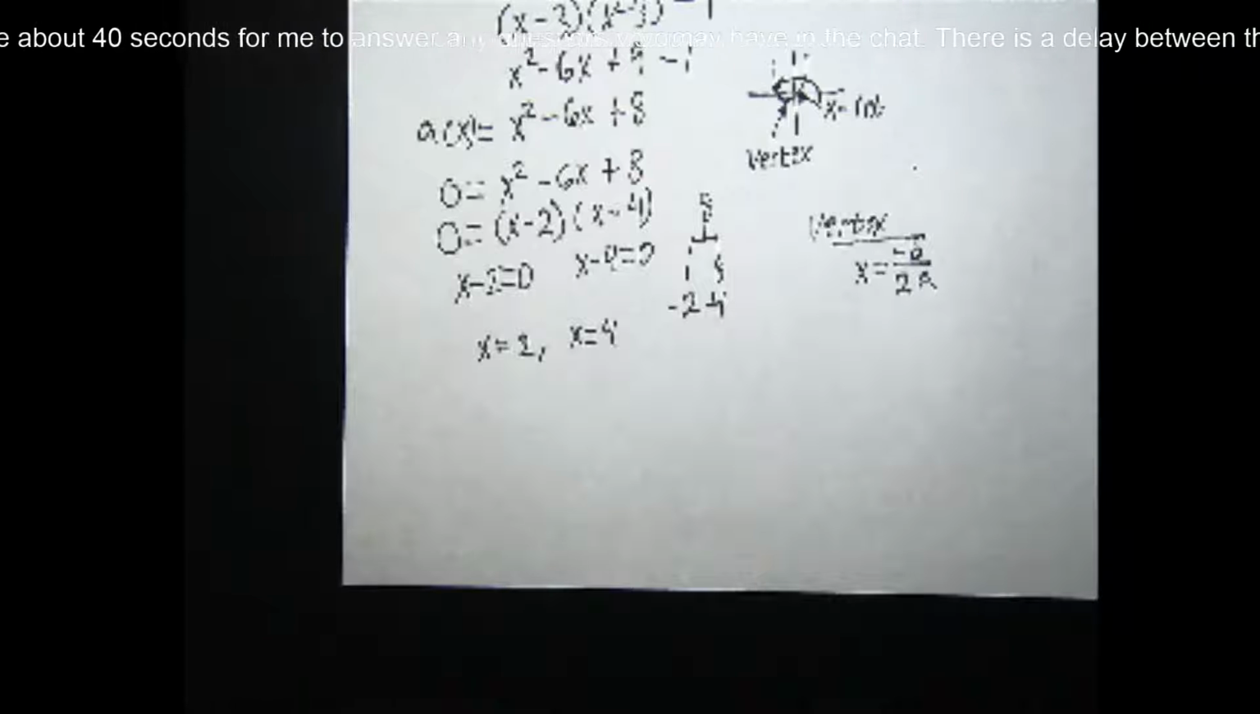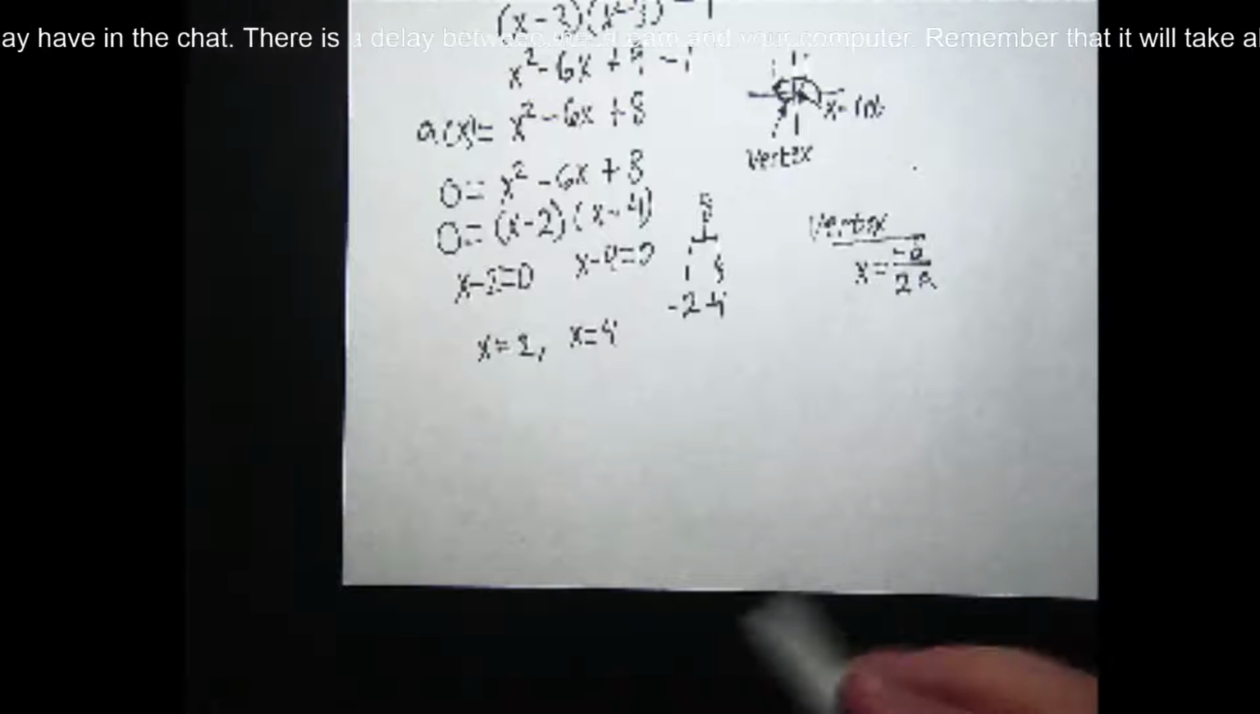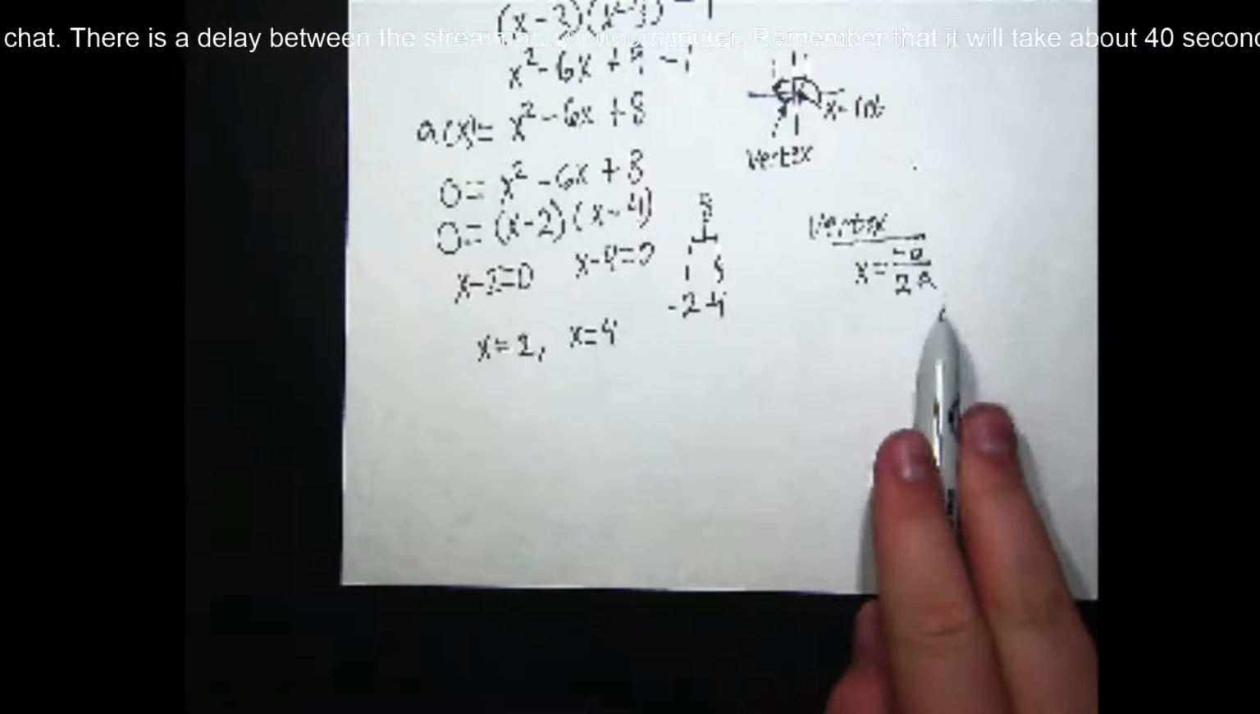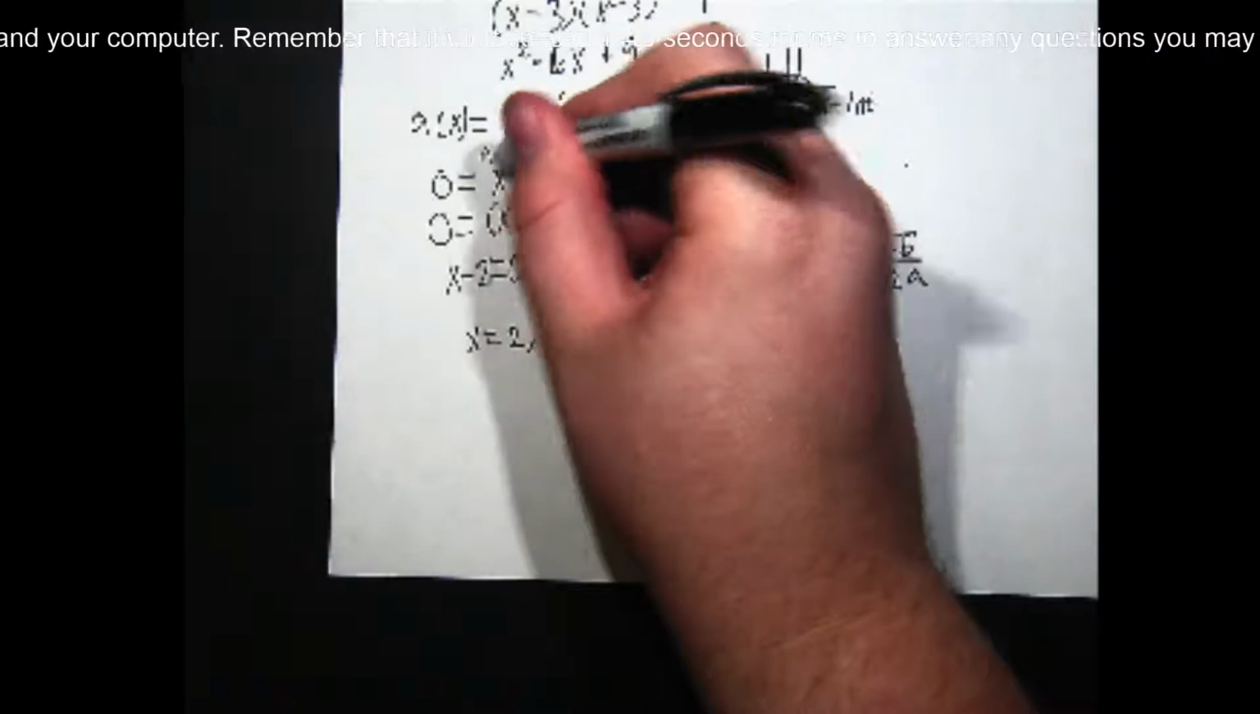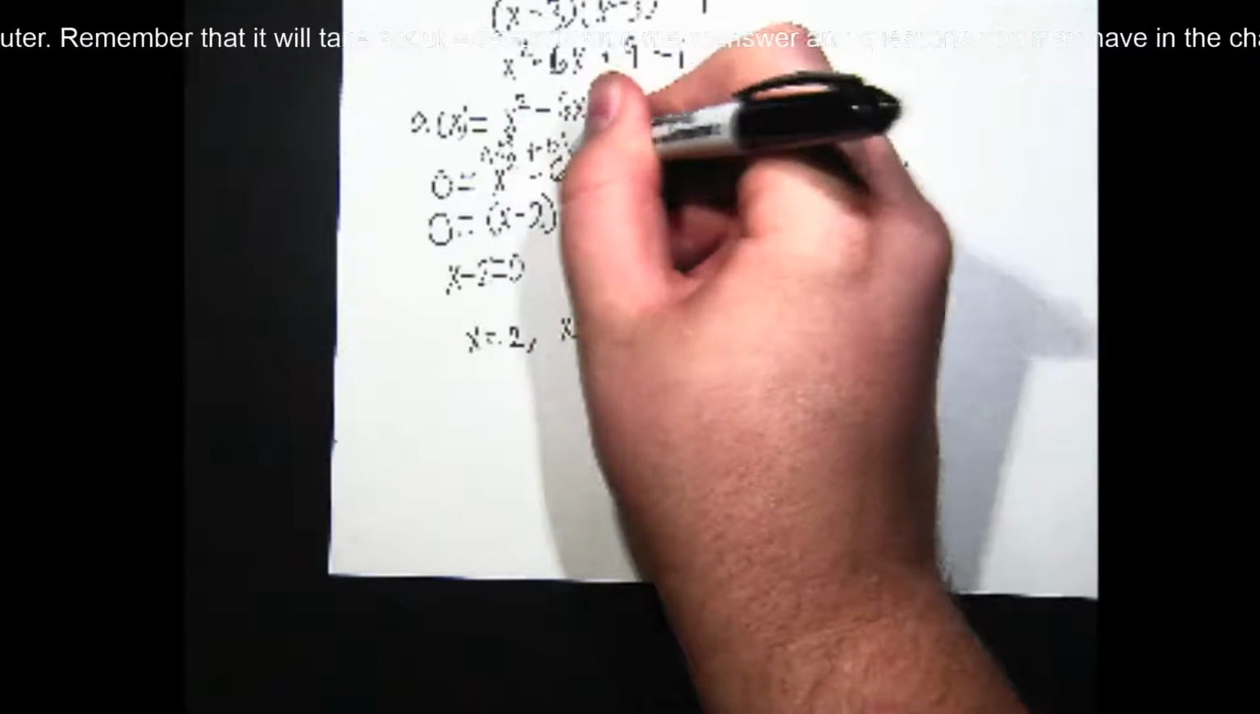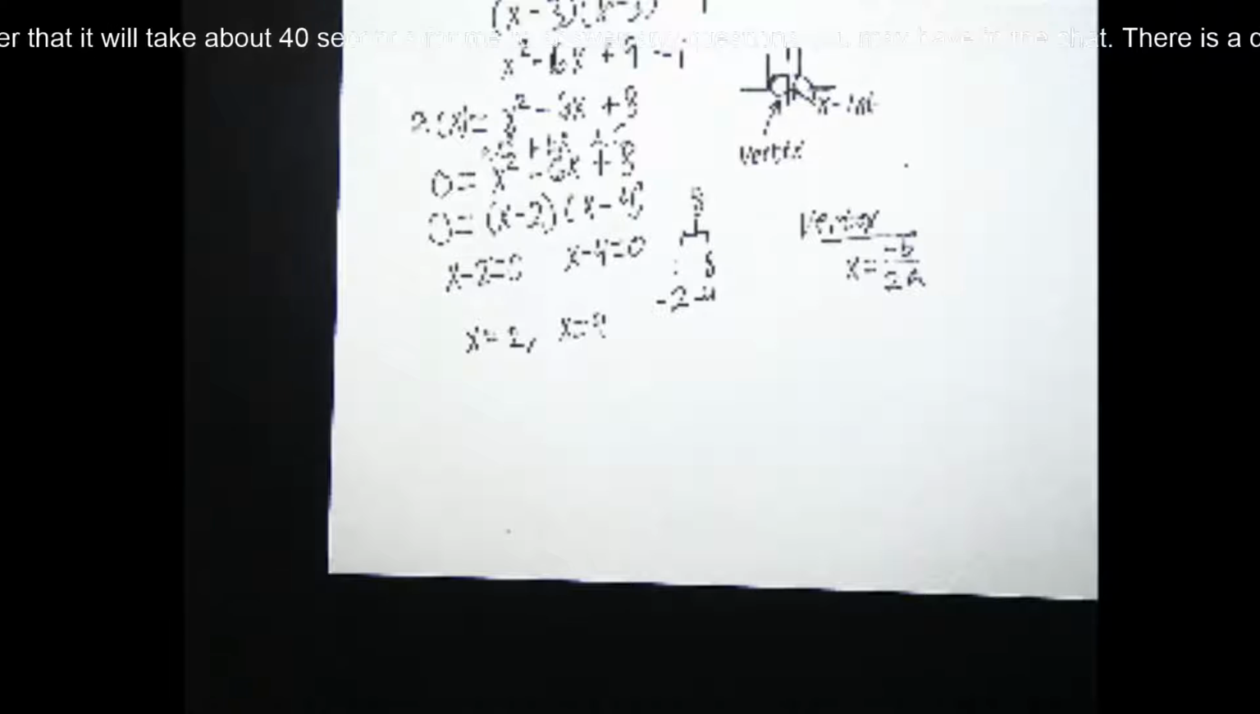Okay? So anytime that you're looking for the vertex, you know that the x portion of it is going to be equal to negative b over 2a. So all we need to do is take our b and a from our quadratic and plug them in here. Now remember that our quadratic follows the form ax squared plus bx plus c. So in this case, our a is 1 and our b is negative 6. So I can plug those in.